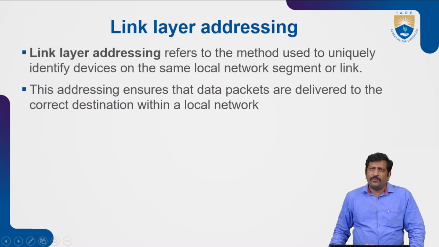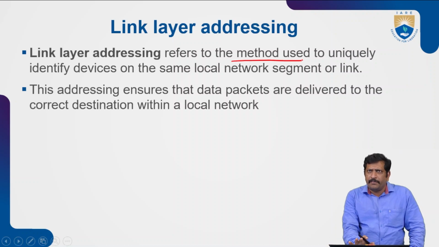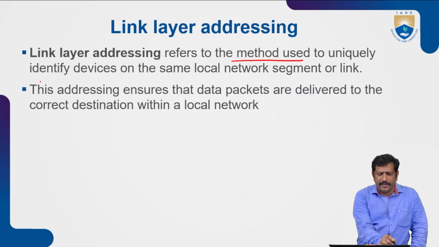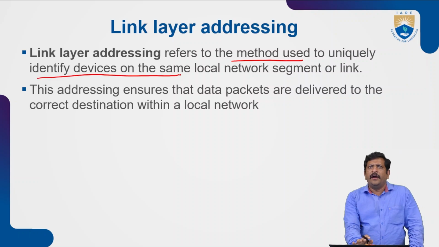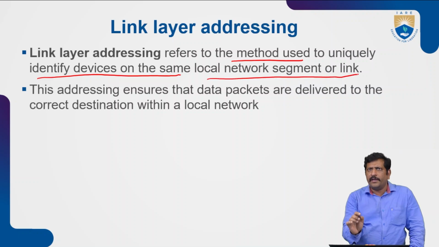What is link layer addressing? Link layer addressing is a method, a technique, by which we can identify a device on the same local area segment or the same local area link. With the help of the link layer address, we can identify a particular device.